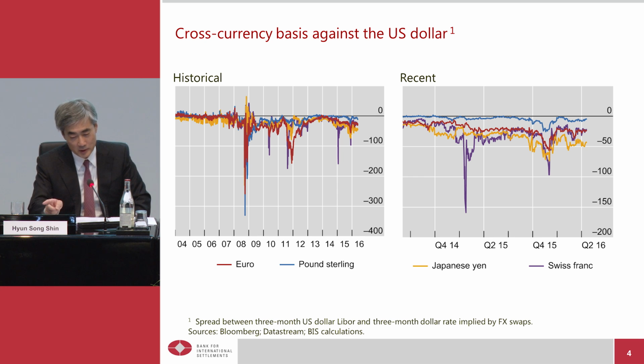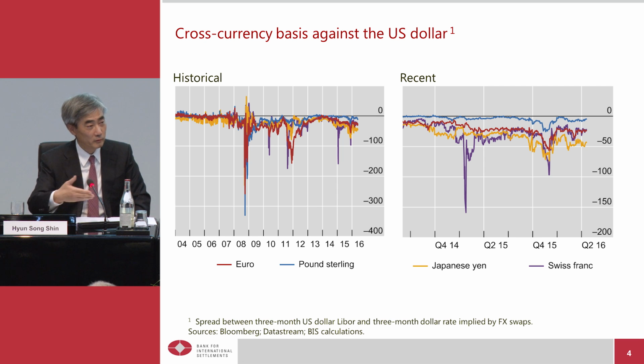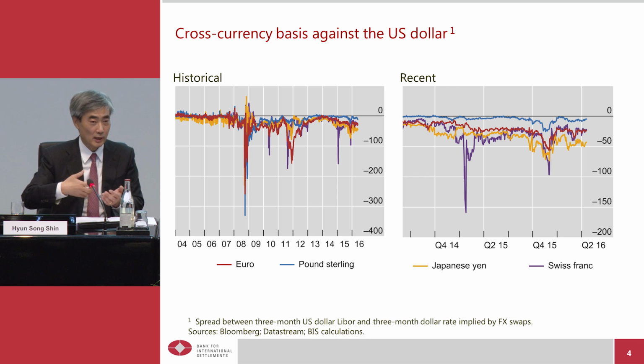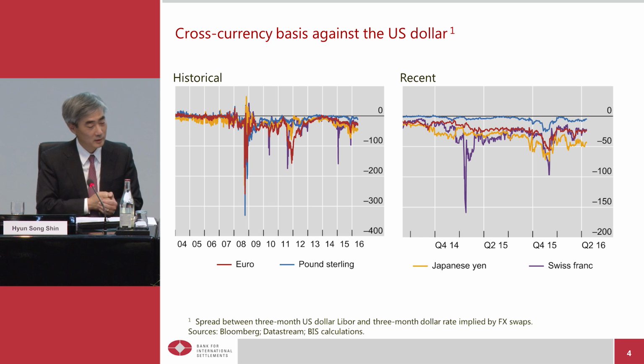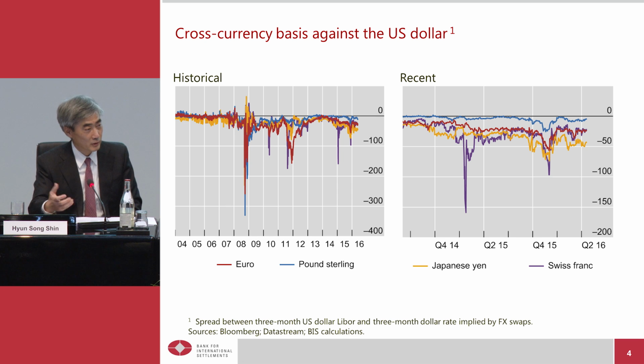Now, the different series give you the currency involved in the FX swap. So think of it as a collateralized loan. So I'm lending euros in exchange for dollars, or pound sterling in exchange for dollars, yen in exchange for dollars, and so on. And from the divergence of these series, you can also see that depending on which currency you put up as collateral, so to speak, the interest rate on the dollar also varies.